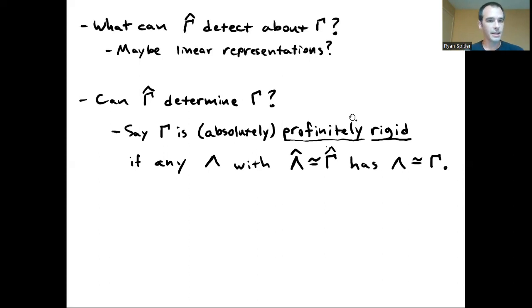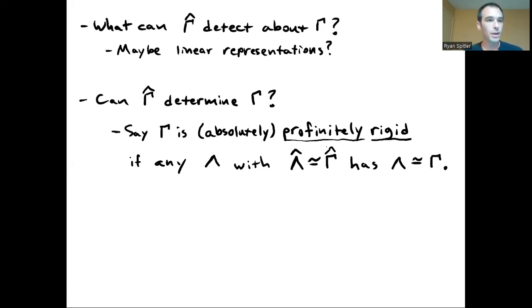So this is what we'll call it if a group is completely determined by its profinite completion. This happens sometimes. It's easy-ish to see for finitely generated abelian groups, but there are also some not so difficult examples of groups which are not profinitely rigid. And the question in general of determining when groups are profinitely rigid, when they are determined by their profinite completion, is very challenging.